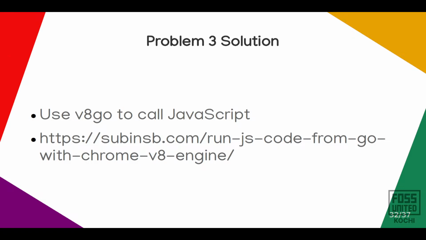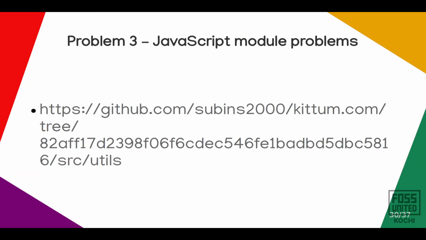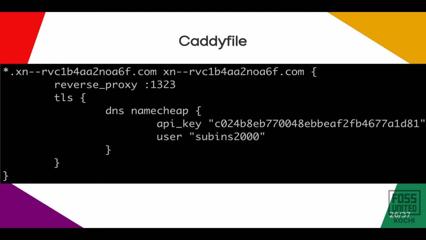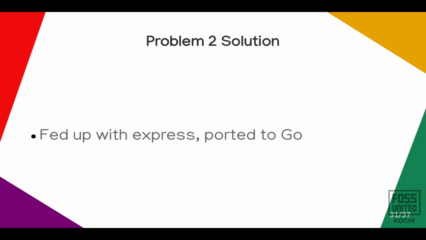And I made a blog on how to run JavaScript code from Golang with the Chrome V8 engine. You can refer to that, and it also lists the problems there are. So the result of that issue was that Node.js was replaced by Go and the site hasn't crashed ever since. 100% uptime. It's been 1 year now.